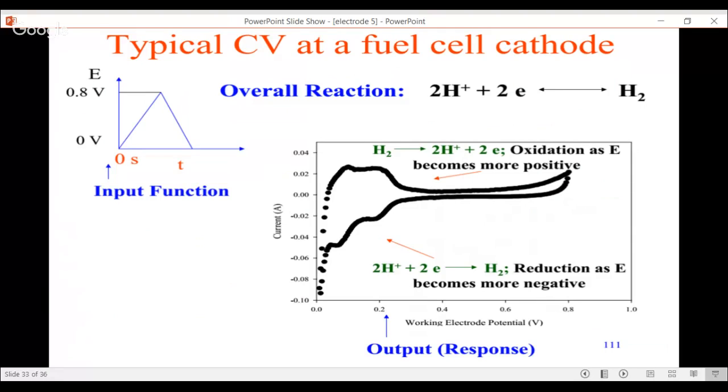So the typical CV at a fuel cell cathode is 2H plus 2 electrons giving rise to H2. I told you the cyclic voltammetry is 0 volt to 0.8 volt, 0.8 volt again to 0 volt. So you can see that a more positive value is oxidation, a negative value is reduction. The reduction occurs as E becomes more negative. When E becomes more positive, oxidation takes place. So the current that we are measuring is the oxidation current, and the reduction current.